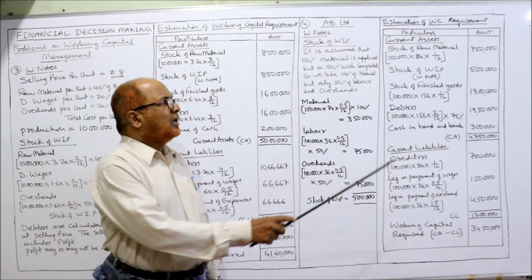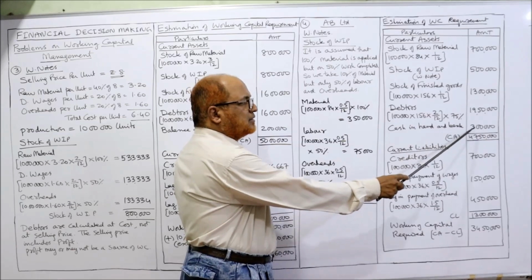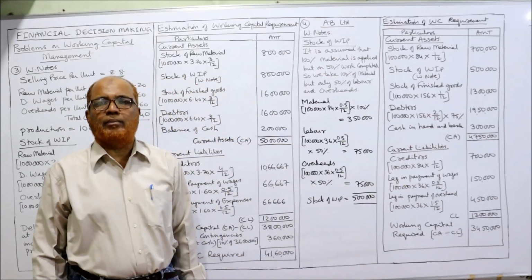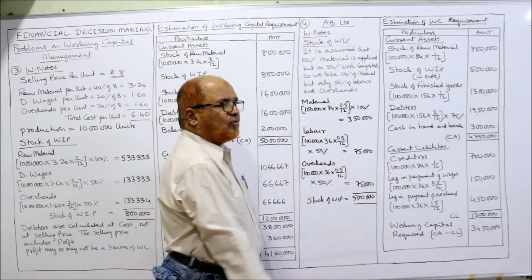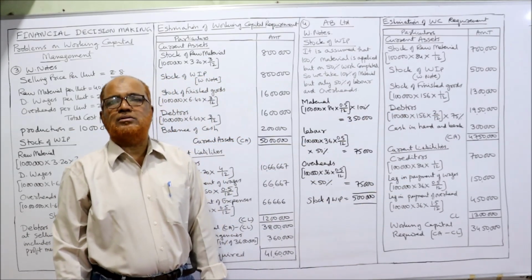That is the data. Now cash in hand and at bank, 3 lakh. That is directly given in the problem. That's all. Take the total of current assets, it comes to 47 lakh 50,000.